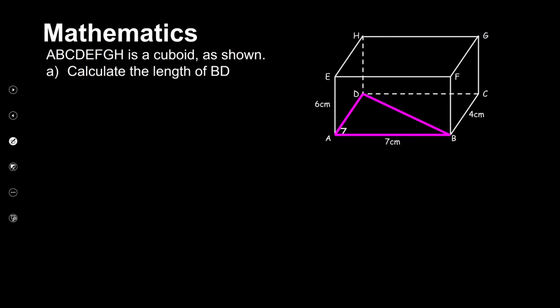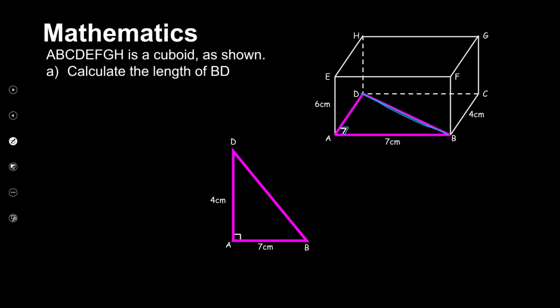Okay, so now they've asked us to calculate the length of BD. And BD is this line sitting on the base of this cuboid here. Because it's lying on the base, we realize that this angle here is 90. And because this angle is 90, we actually have a right angle triangle. Because we have a right angle triangle in triangle BAD, we can then use the grade 9 theorem of Pythagoras to solve it. So it becomes pretty simple from here on.